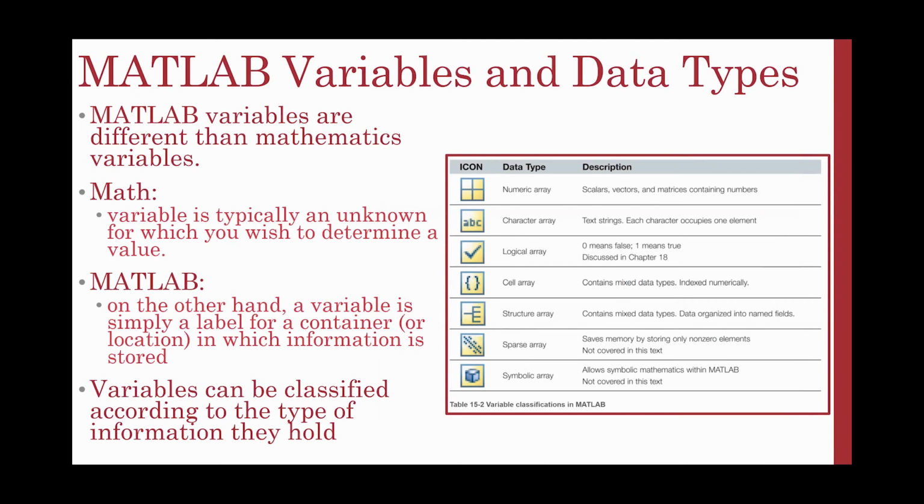You can have a cell array, which is a mixture of data types. You can have a structure array, which contains a mixture of data types, but your data is organized into named fields. A sparse array saves memory by only storing non-zero elements. It's not covered. And then you can have symbolic arrays, which allows you to do symbolic mathematics within MATLAB. Hopefully we will have time this semester to get to some symbolic language at the end of the semester.